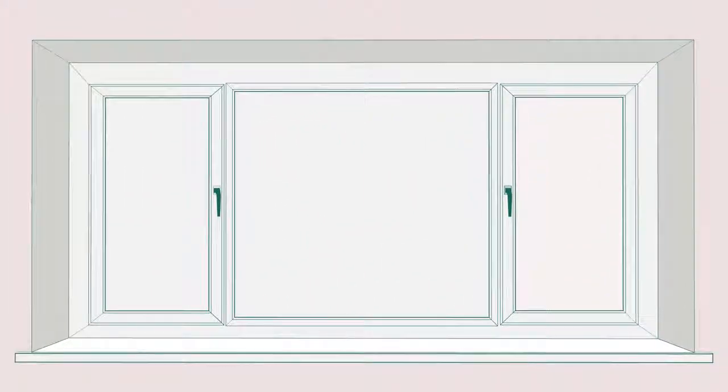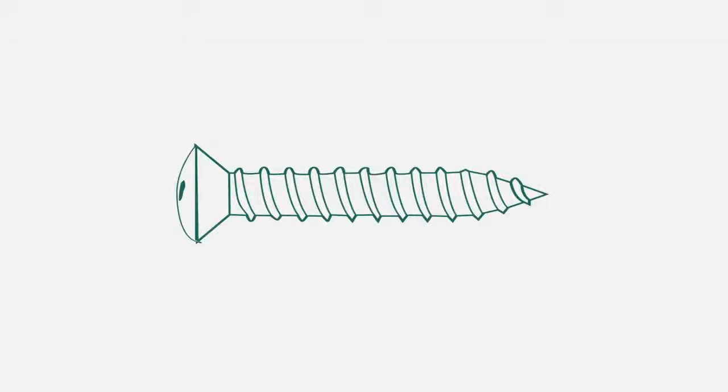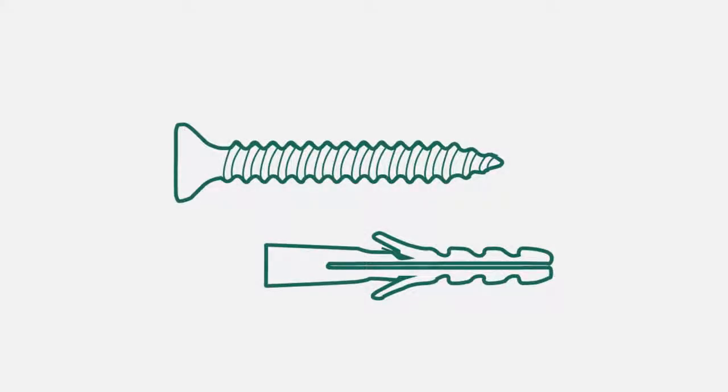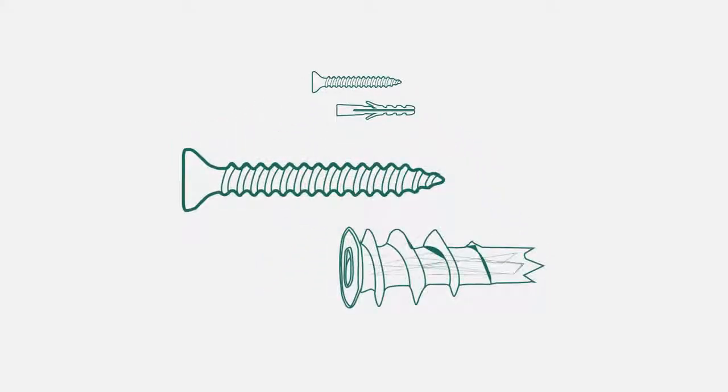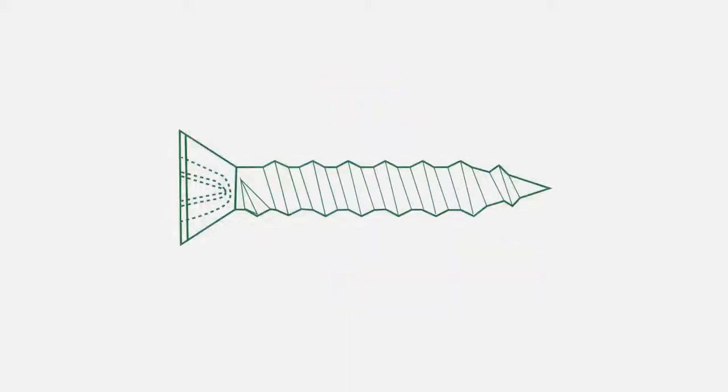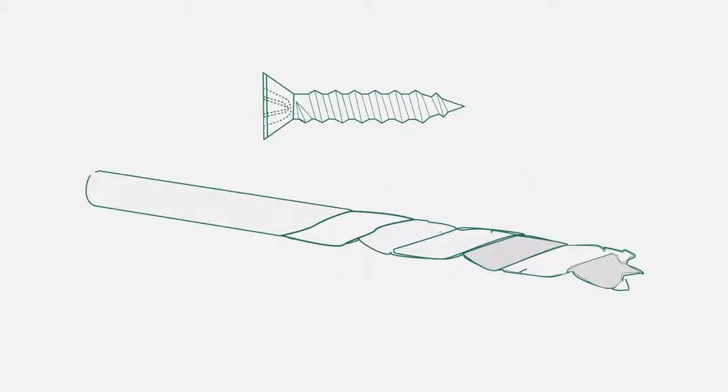If you are unsure what you are fixing to, use a small steel drill bit to determine the material. For timber, use the wood screws supplied. For plaster or masonry, use plastic plugs and screws or plasterboard fixings. For steel, use self-tapping screws with a steel drill bit, all available from your hardware store.